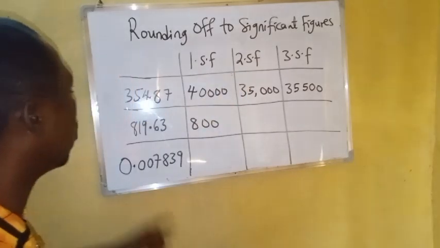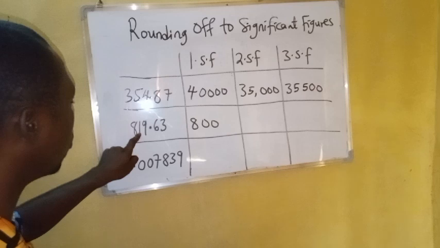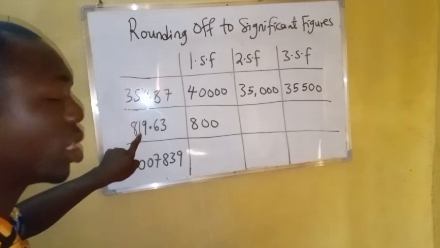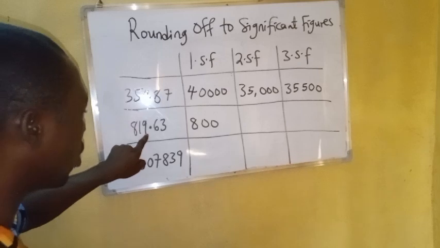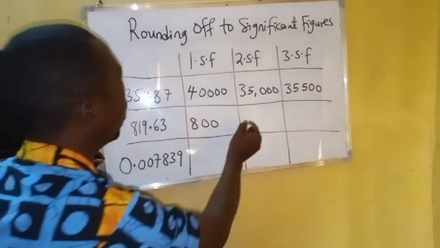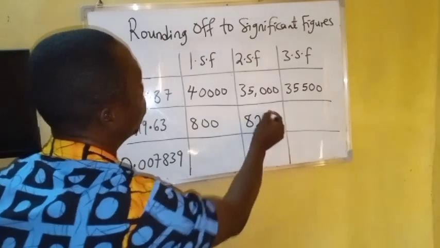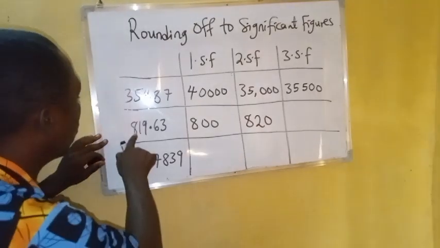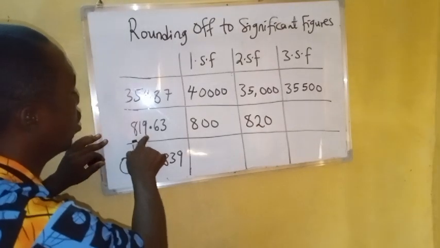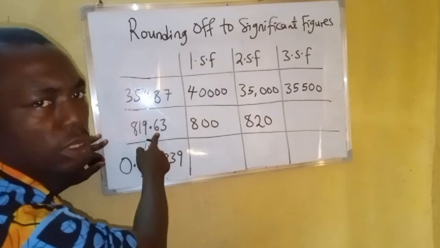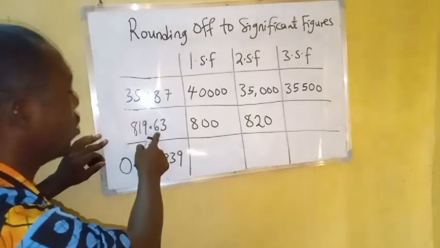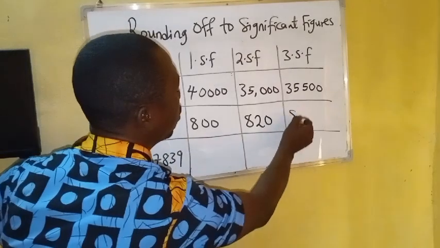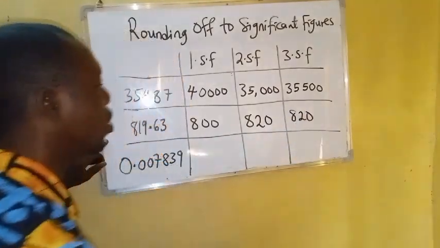2 significant figures, you count 1, 2. The next one is 9. That means we'll add 1 to this one, making 2. Then this 9 will now become 0. So we have 8, 2, 0. Now to 3 significant figures, 1, 2, 3. The next digit after this point is up to 5. So that means we'll add 1 to this 819. That makes it 820.